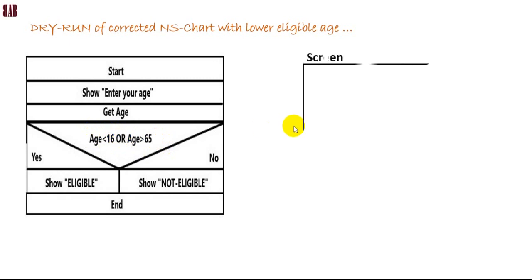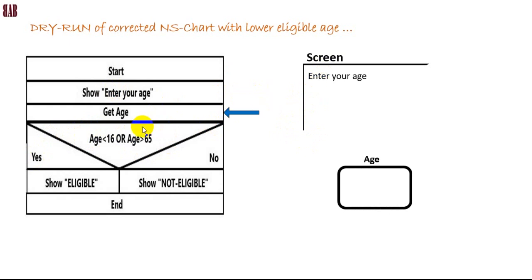So let's dry run through this and see. Remember again, the OR truth table says if this condition or this condition is true, the entire thing is considered true. That means it will go through the yes. So we have the screen and the age variable. Let's start. Show, enter your age. So it displays that. Enter your age. So we type a number, 15. Earlier it said this is not eligible. So let's see how this works.